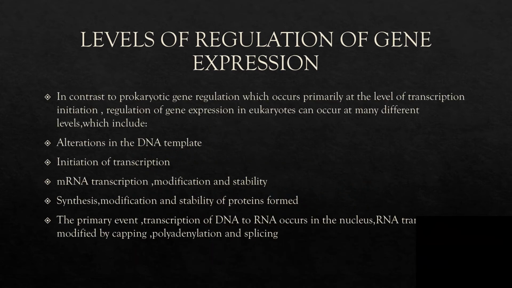So moving on, in contrast to prokaryotes, gene regulation in eukaryotes occurs primarily at the level of transcription initiation. Regulation of gene expression can occur at many levels, which can include alteration in the DNA template. It can include initiation of transcription.